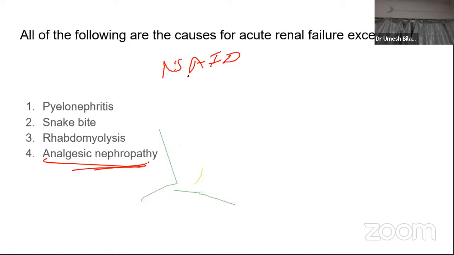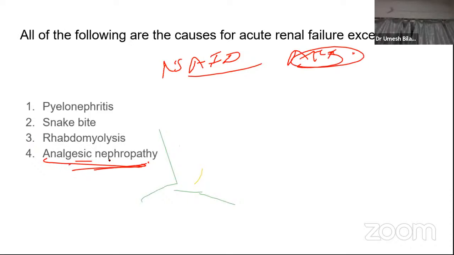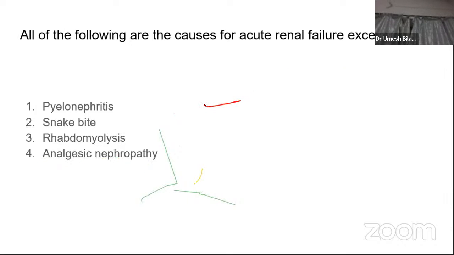NSAID causing afferent arteriolar issues is not analgesic nephropathy. That is different. So when you diagnose a patient with analgesic nephropathy, it is a tubulointerstitial disease, not a disease of the glomerular apparatus.